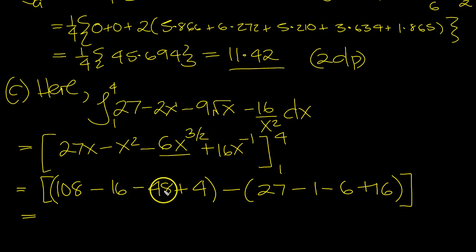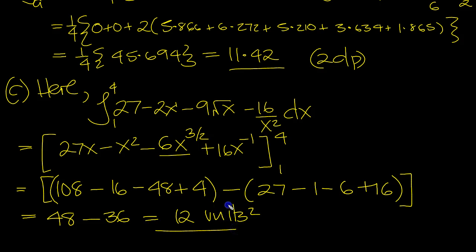108 minus 64 this is here, isn't it? Plus 4 is minus 60, so this is 48. 108 minus 60 is 48. Minus 27 minus 7 is 20. 36 minus 36 then. So the answer would be 12 units squared. It's a measure of area, isn't it? Okay, and that's part C.